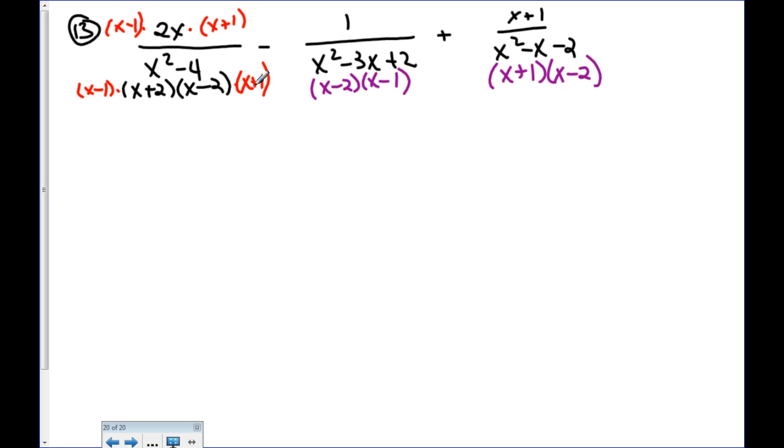Okay? Look at my middle one. What is that one missing that I need to multiply top and bottom by? Okay. X plus 2. How about the second term I'm missing here? X plus 1. Okay, and my last term, what am I missing on that one? X plus 2. And x minus 1.